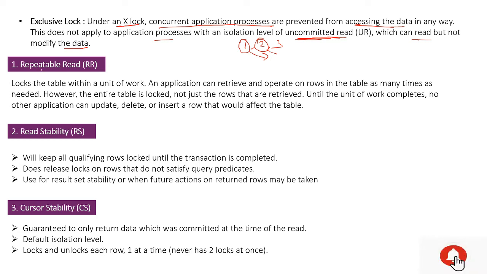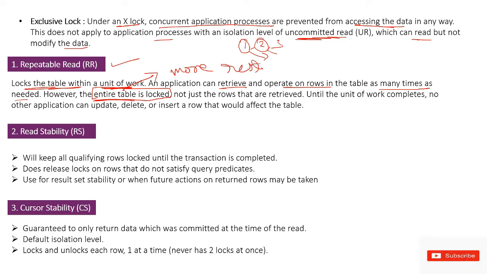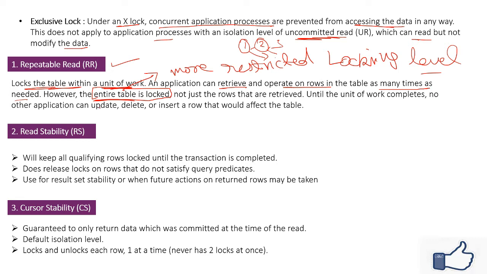So the first isolation level is repeatable read. It locks the table within a unit of work. An application can retrieve and operate on a row in a table as many times as needed. In this, the entire table is locked. So we can say this is the more restricted locking level, or approach.